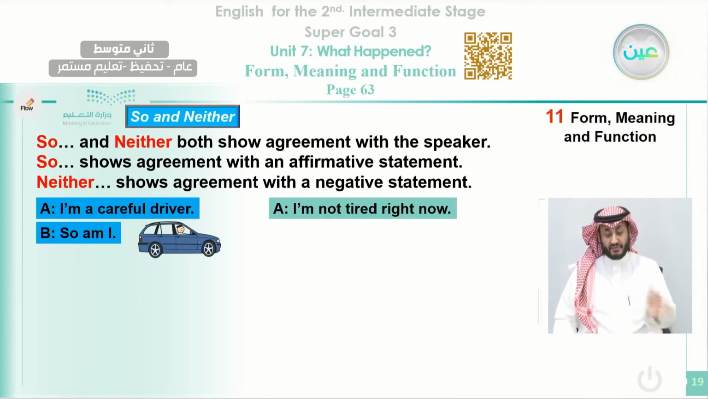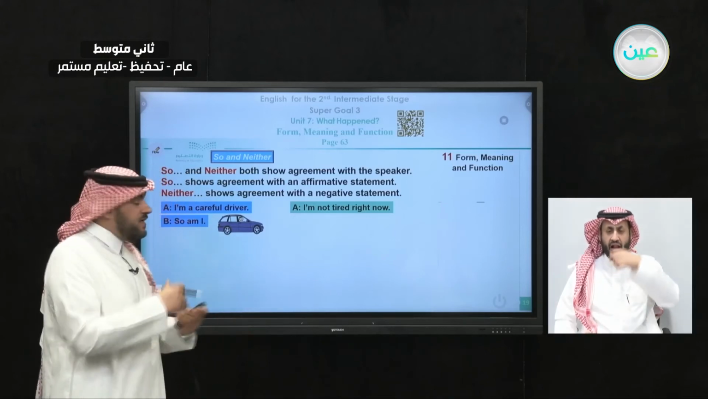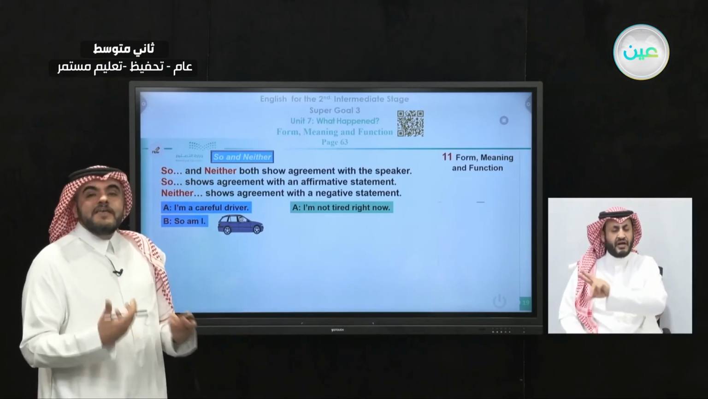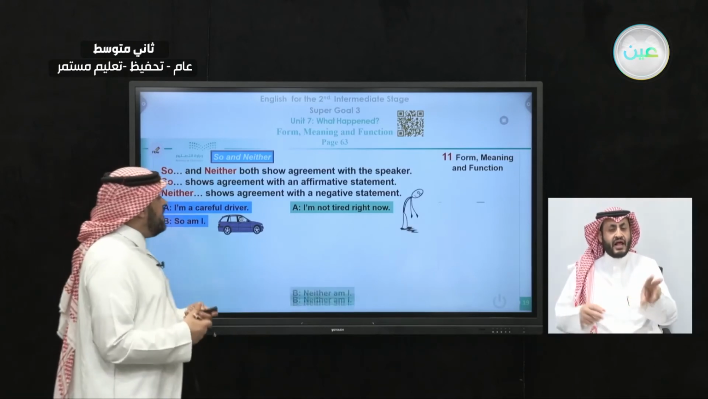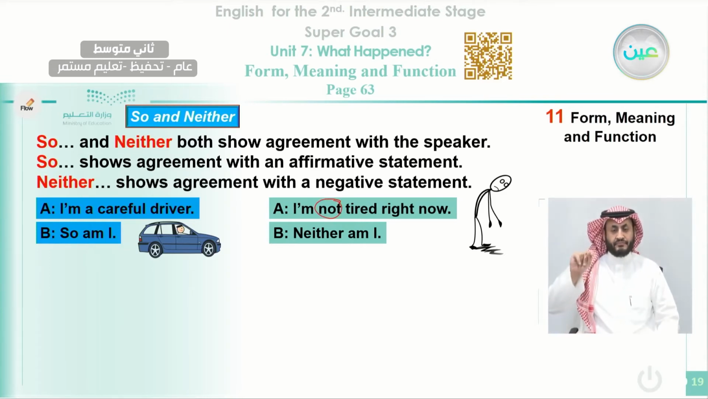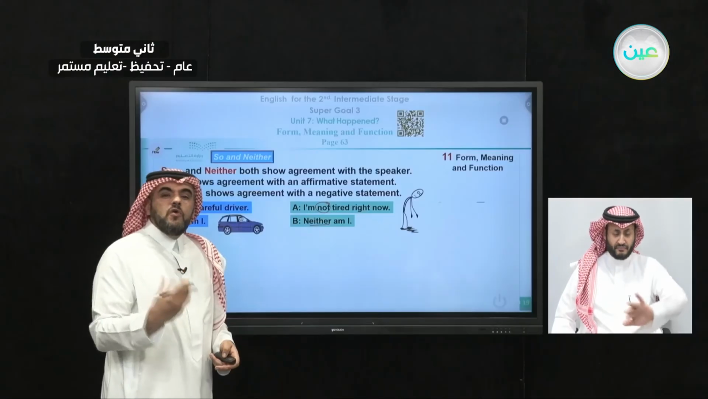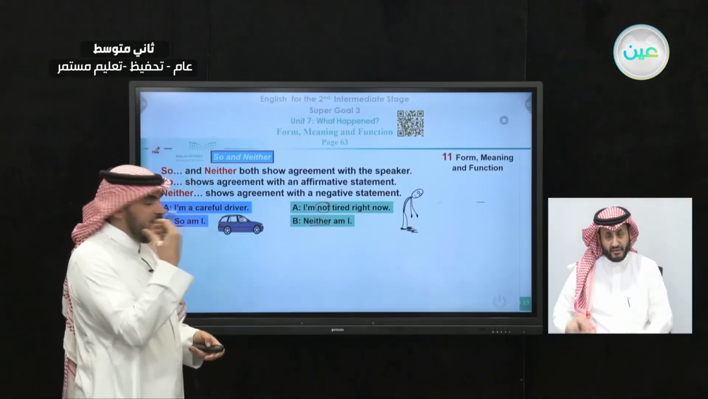But what if it is in the negative form? I am not tired right now. And you want to agree that you are also not tired, as the speaker says, you can use neither. You can say, neither am I. Why do we use neither here? Because here we have not. Neither always comes with the negative. But in the previous example there is no not, so we use so. With affirmative, we use so. With the negative, we use neither.